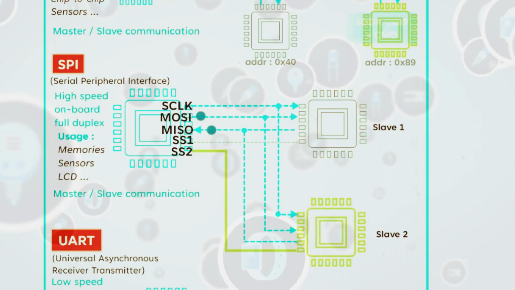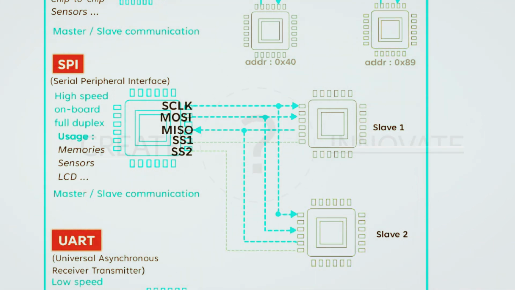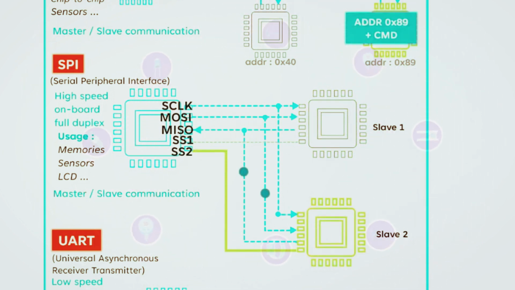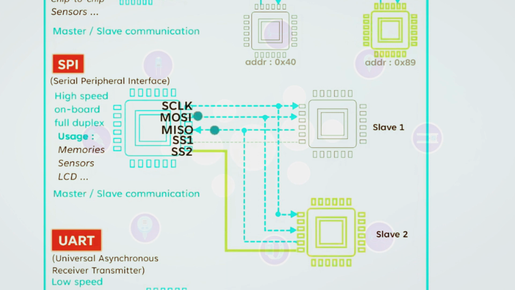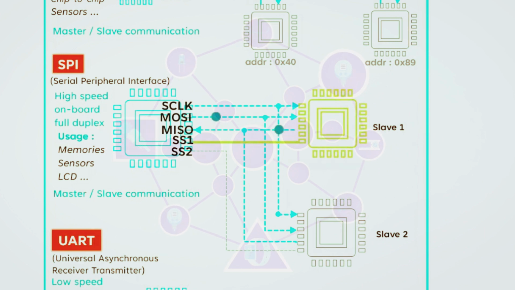SPI is a synchronous serial communication protocol used for high-speed communication between a master device and one or more slave devices. It employs a master-slave architecture where the master device controls the communication bus and initiates data transfers with the slave devices. SPI utilizes four signal lines: a serial clock, SCK line, a master output slave input, MOSI line, a master input slave output, MISO line, and a chip select, CS or SS, line for each slave device.